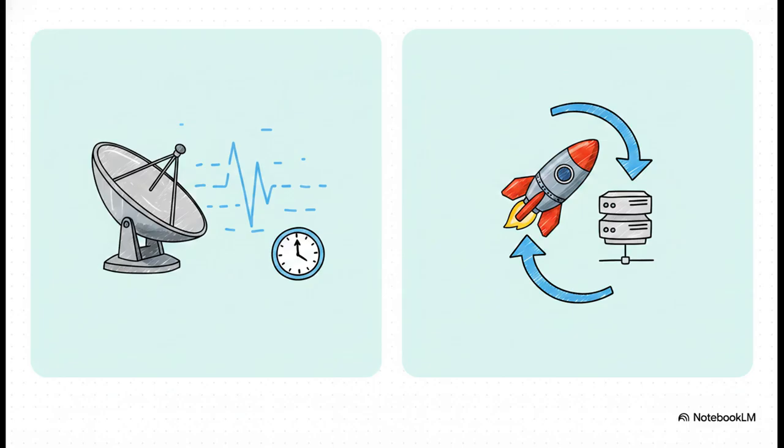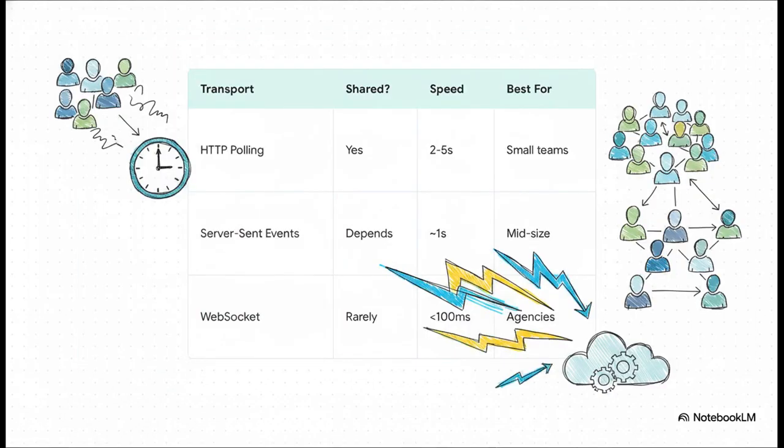Then, on the other hand, we have WebSocket. This is an optional upgrade that maintains a constant, persistent, bidirectional connection. And that drops your latency to under 100 milliseconds. It's practically instant. So, looking at this breakdown, which lane does your current hosting plan actually put you in?